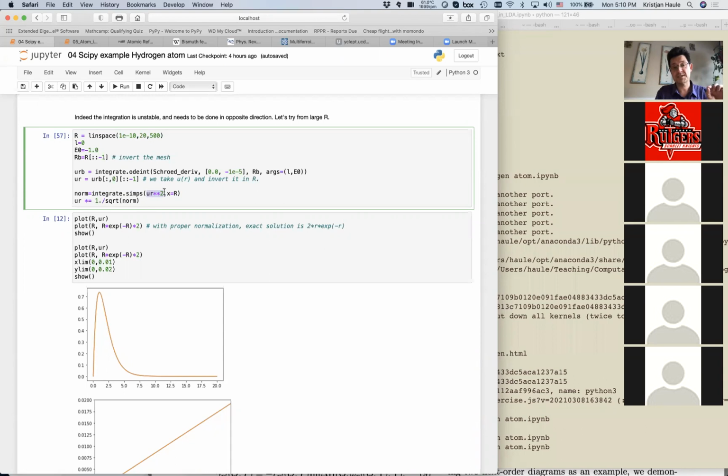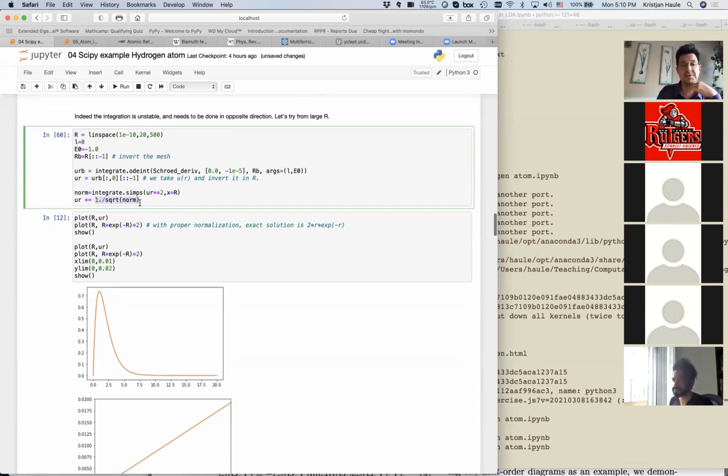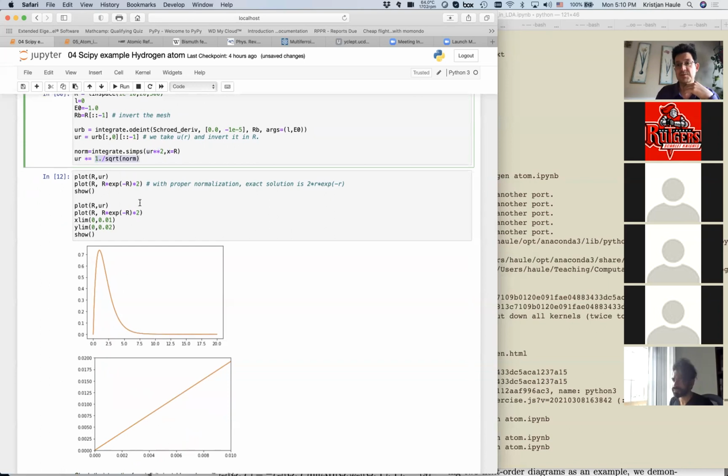data points, which in this case is u squared. So we are integrating the function u squared from 0 to infinity, of course, and our mesh is R. And this will give us a number, which is the normalization constant, and then we divide by the square root of the normalization constant. Okay, so we evaluate this. So now UR is given on our original mesh R, and it's normalized to unity, the way a solution of the Schrodinger equation is supposed to be normalized. Okay, and now we can plot this.